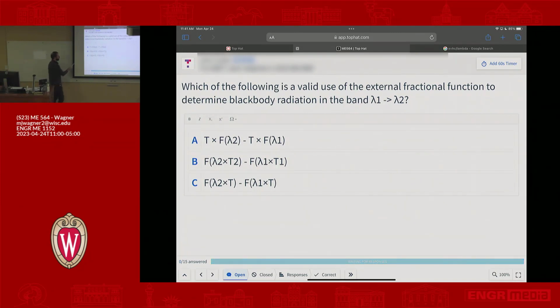Again, I said let's pick a band and look at how much is just in that range. Is it the temperature, let's say a single temperature, times the fractional function, minus the temperature times the fractional function? Is it the fractional function of the product of lambda 2 temperature 2, minus lambda 1 temperature 1? Or is it the difference of these two, where it's the product of two wavelengths at the same temperature?